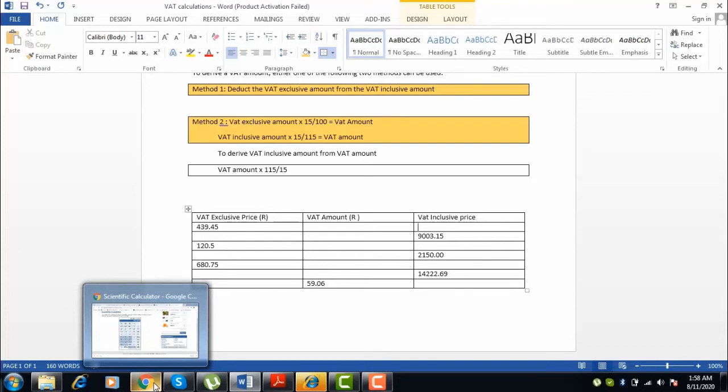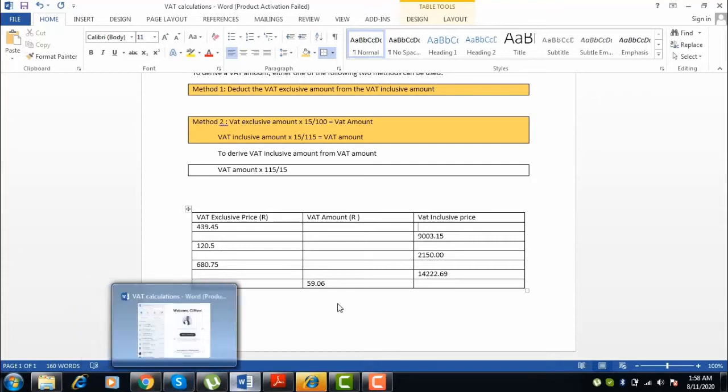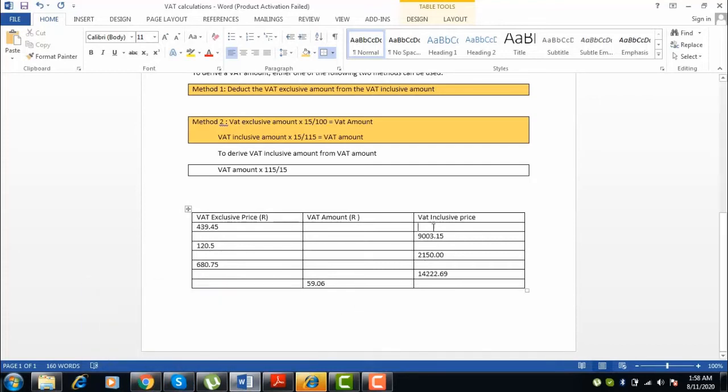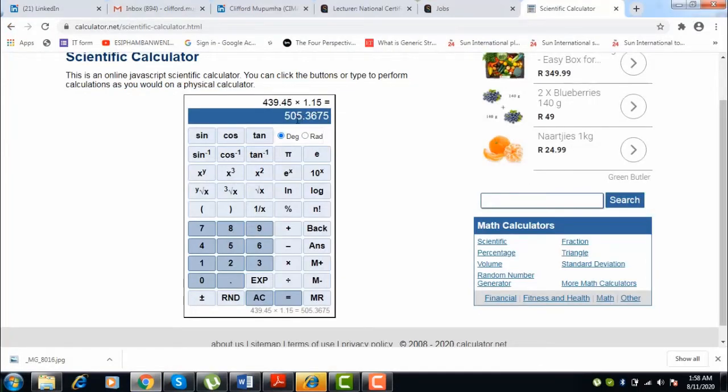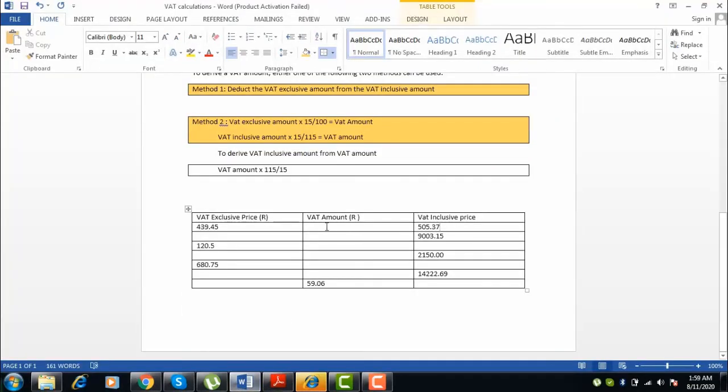439.45 times 1.15. Okay, that's 505.37, guys. I just rounded it off to the nearest. There, 505.37.